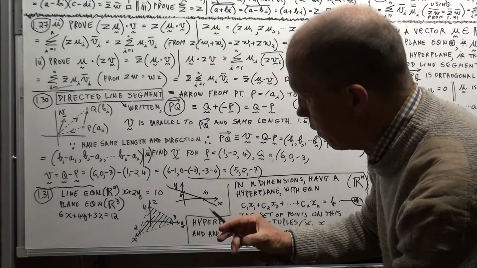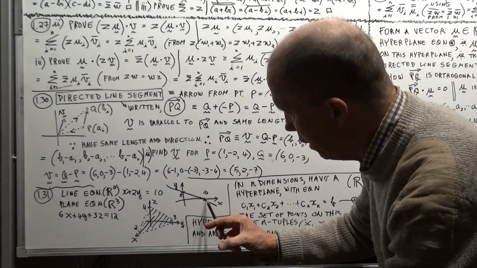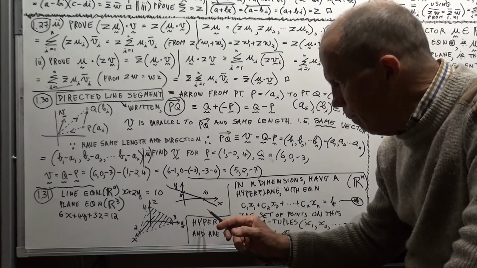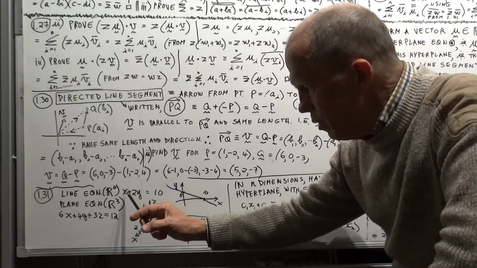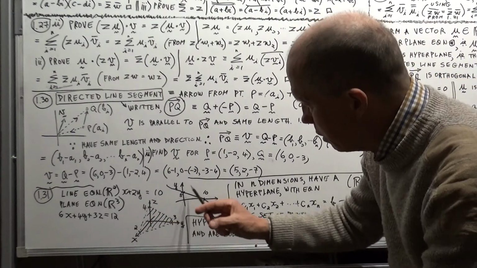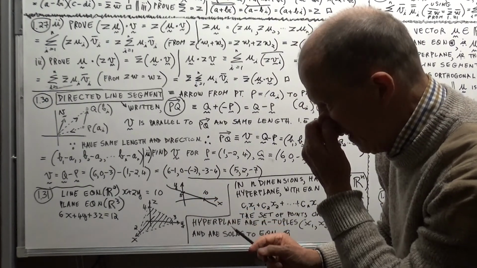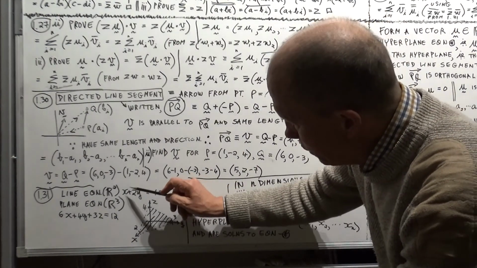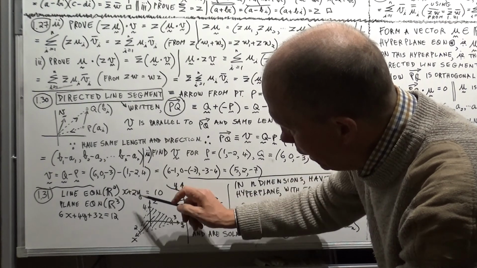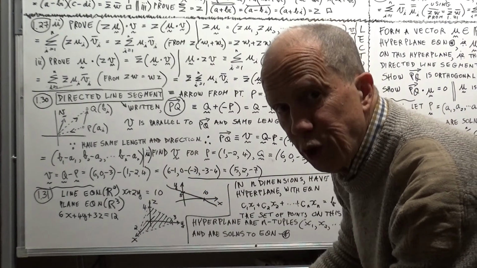Now, why have I put 5 here and 10 here? Well, this straight line, what does it look like? Well, it looks like this. And yeah, it's a straight line. Why? Because these unknowns here, the x and the y, are to the first power.